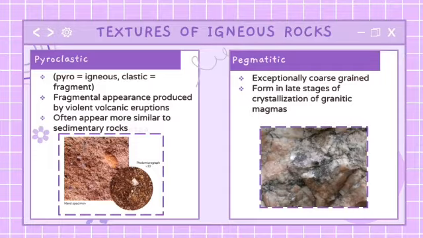The last one is the pegmatitic texture. This type of texture is exceptionally coarse-grained. It forms in late stages of crystallization of granitic magmas. Pegmatitic texture occurs during magma cooling, when some minerals may grow so large that they become massive. This is typical of pegmatites. So, those are the 6 textures of igneous rocks.